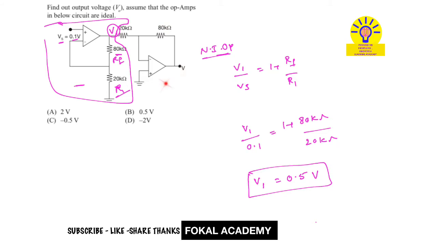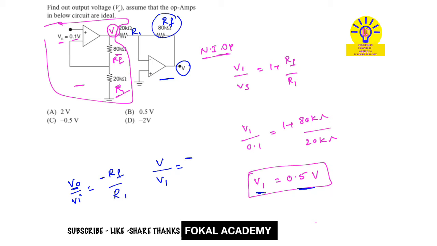So this is an inverting op-amp. In this circuit this is Rf and this is R1, and this acts as the input voltage for the inverting op-amp. For the inverting op-amp, output by input equals minus Rf by R1. Here the output is V, so V by V1 equals minus of Rf, 80 kilo ohms, divided by R1, 20 kilo ohms.